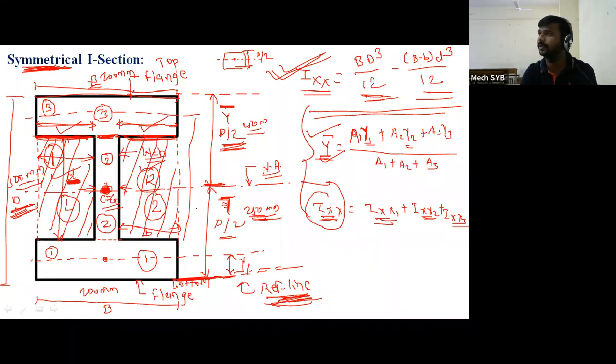Write down both formulas for the y bar and both formulas for the Ixx calculation. But you have to use the direct formulas which are available for the symmetrical I section, so it will reduce your calculation part. This understanding is very, very important. If you are unable to understand this point, you are unable to solve the numericals, because many times you make mistakes in the y1, y2, y3 distances. If your y bar goes wrong, all your further calculations will go wrong.